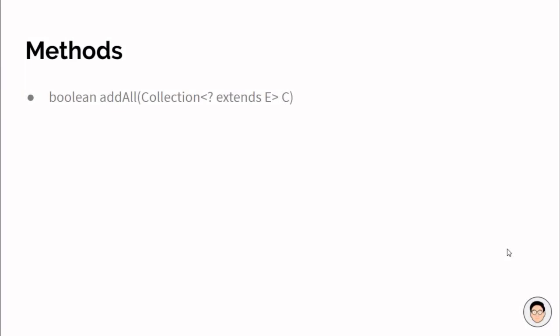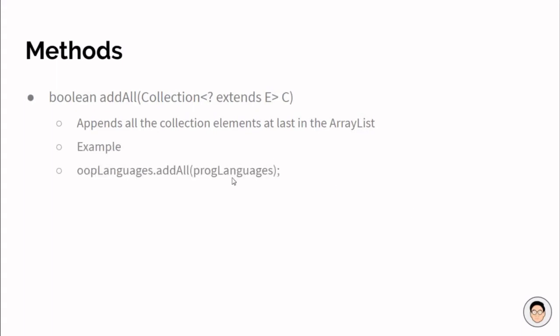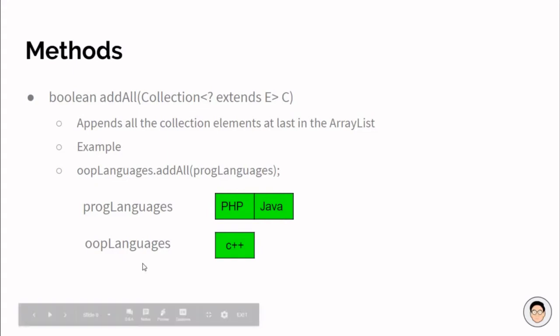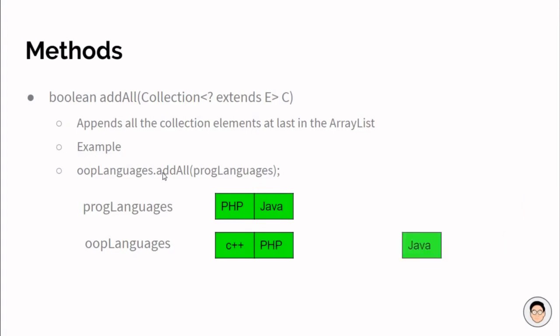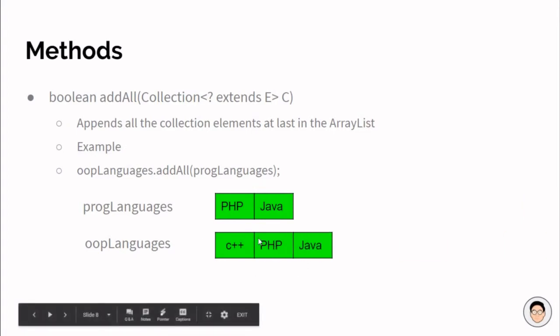Third method, boolean addAll(Collection<? extends E>) appends all the collection elements at the last in the ArrayList. This is the same as the second constructor that we have seen. For example, here we are going to append programming languages and object-oriented programming languages. Values for both ArrayLists before this statement gets executed are shown here. Programming languages has PHP and Java, and OOP languages has C++. Whenever this statement gets executed, PHP and Java are appended at last. Order of insertion will be based on the previous ArrayList.